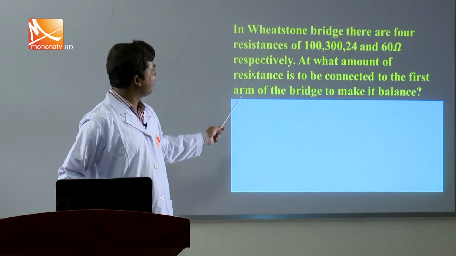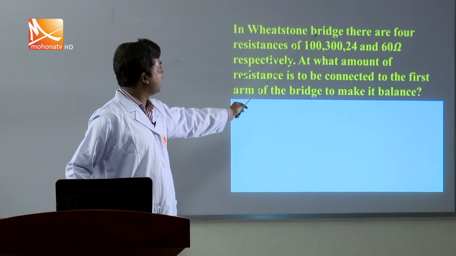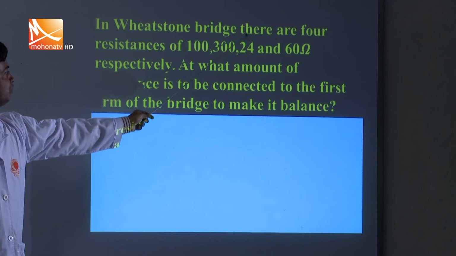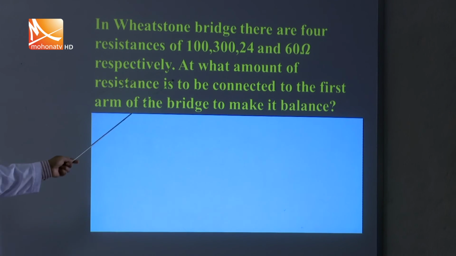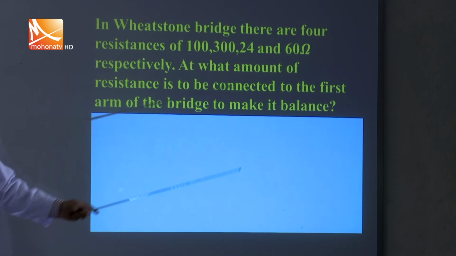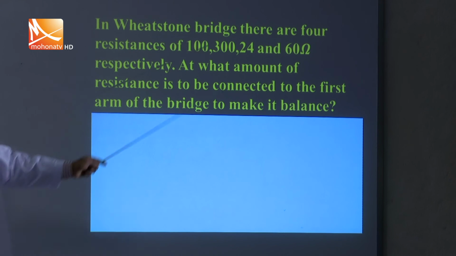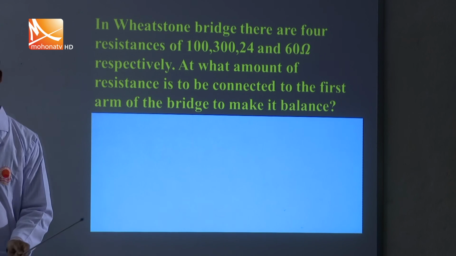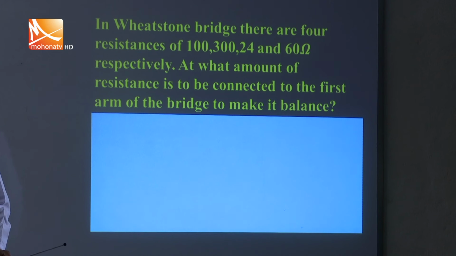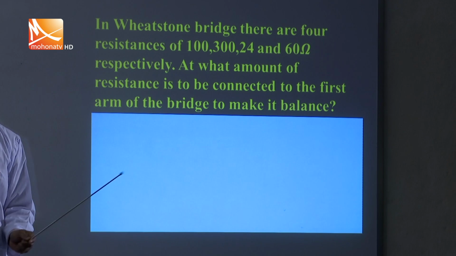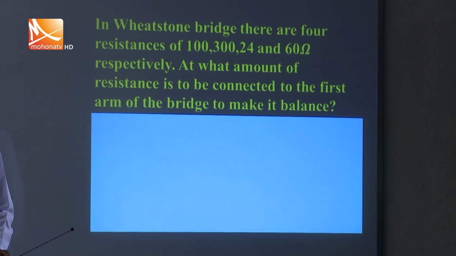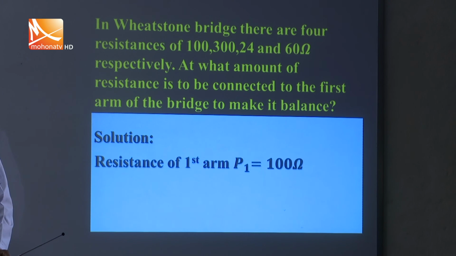This is a simple circuit for you, and the four resistances are 100 ohm, 300 ohm, 24 ohm and 60 ohm. What amount of resistance is to be connected to the first term? My dear student, in this case, I have to verify the first resistance, that is the first 100 ohm. That means, 100 ohm is not the exact value to make it balance. You have to verify whether the required value is 100, more than 100, or less than 100.